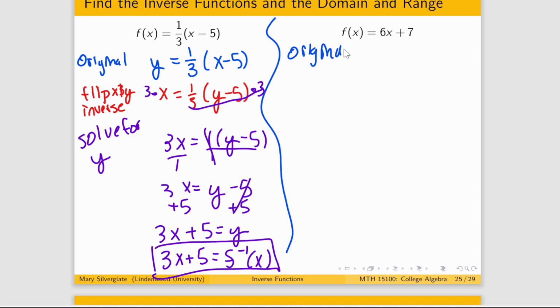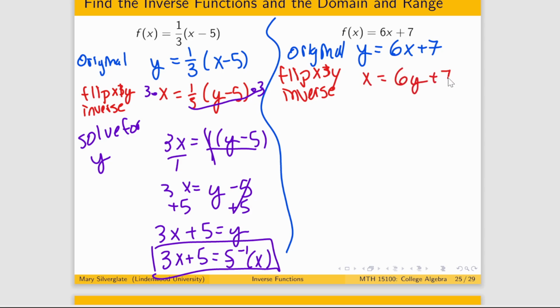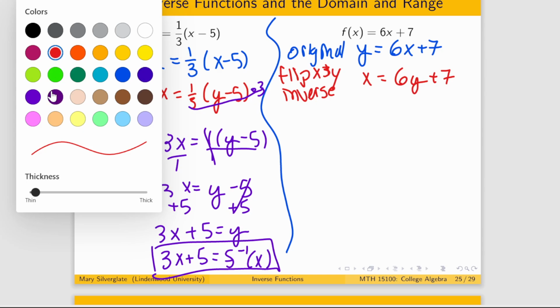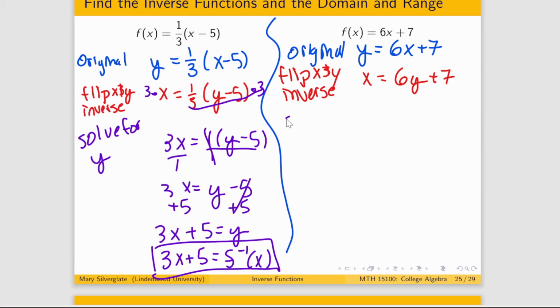So I have just that optional first step of first replacing f of x with y. Then we get into the real first step that you have to flip x and y to start orienting that you're finding an inverse. So x is equal to 6y plus 7. Then you want to actually solve for y.